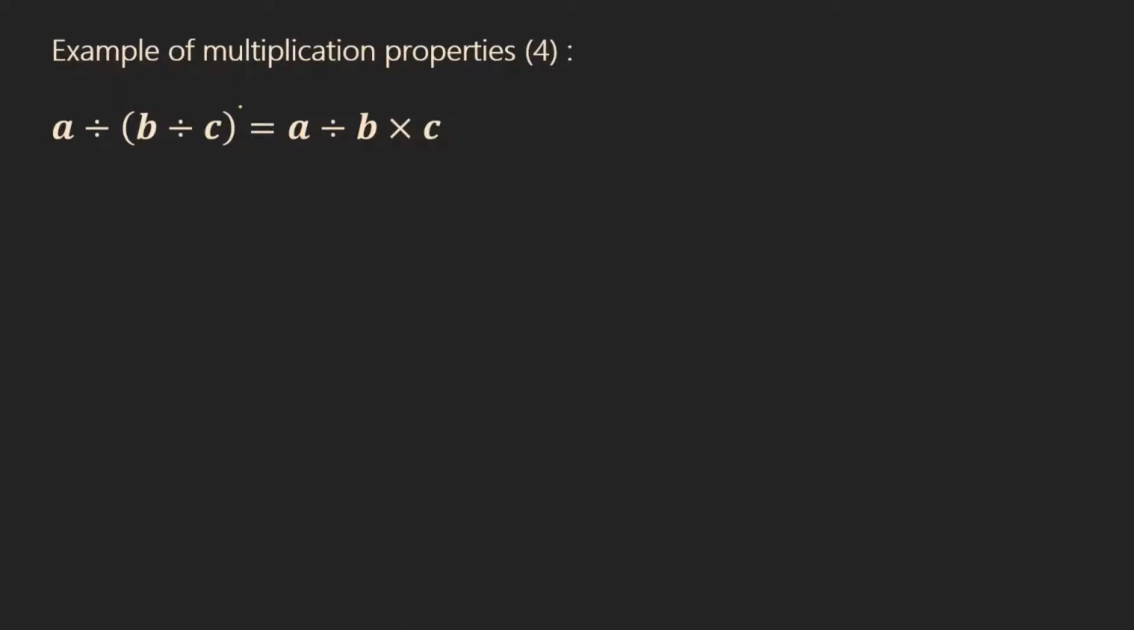So let's take a look at an example. If we have 24 divided by parentheses 3 divided by 2, okay? So if we're to take off the parentheses, it becomes 24 divided by 3 times 2. So this gives us 8 times 2, which the answer is 16.